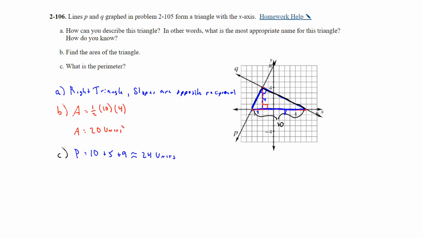And once again, this is really just an estimate as to what the perimeter is. If you wanted to be more accurate, you could use Pythagorean theorem if you know how to do that, or like I said, go back to question 104 and use the idea of the rotation of the triangles to figure that out as well.